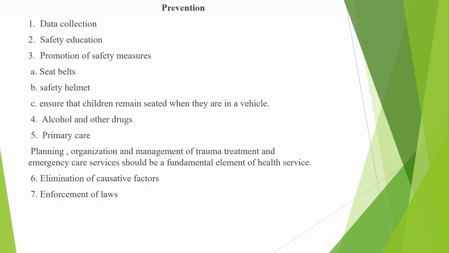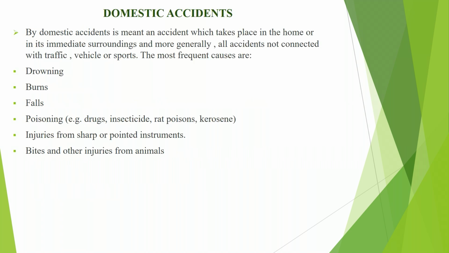Prevention. In prevention, first we collect the data, then provide safety education and safety measures such as seat belts and safety helmets. Ensure the children remain seated when they are in a vehicle, and reduce alcohol and other drug use. Primary care planning, organization and management of trauma treatment and emergency care services should be a fundamental element of health service under primary care. Elimination of causative factors and enforcement of laws.